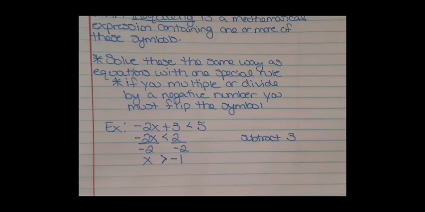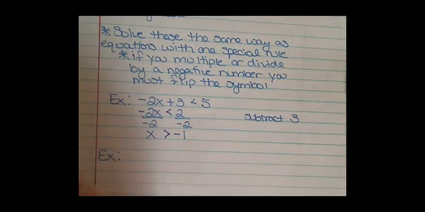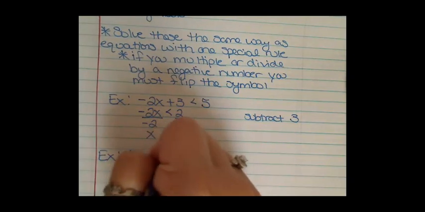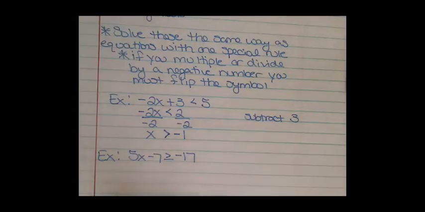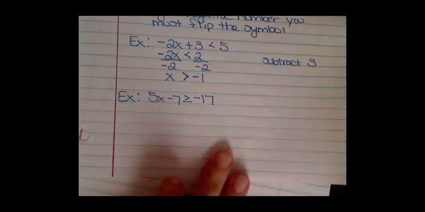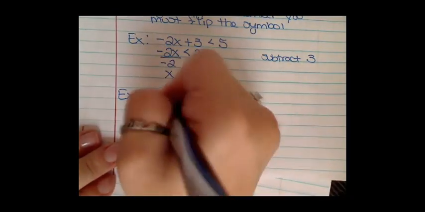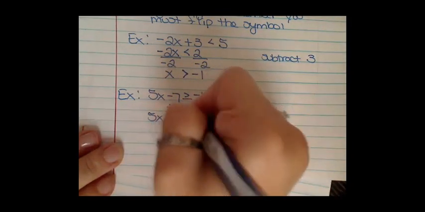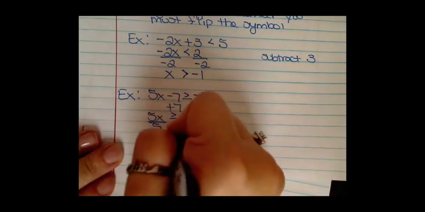Alright, let's do another example. We have 5x minus 7 is greater than or equal to negative 17. Again, we're solving this just like we would a normal problem. So that means we would add 7 to both sides. We'd have 5x is greater than or equal to negative 10. You need to divide by 5. So we have x is greater than or equal to a negative 2. Do one more.